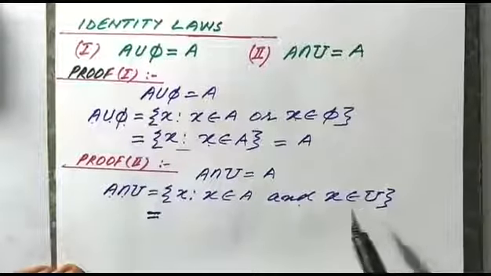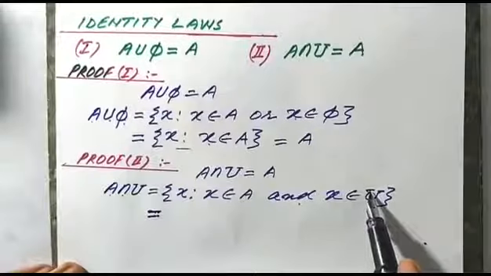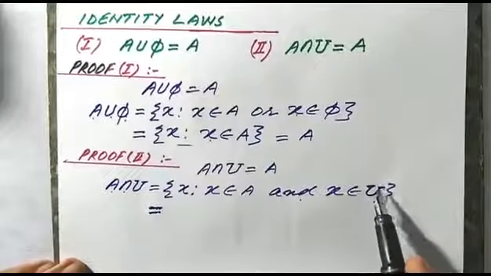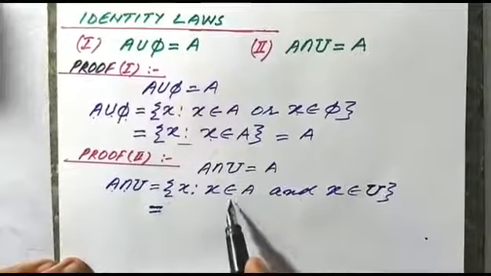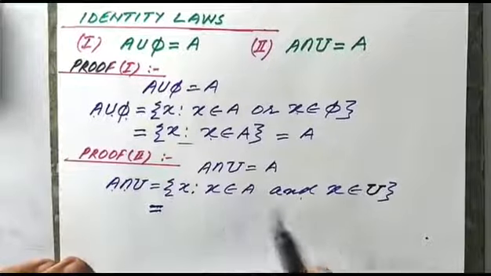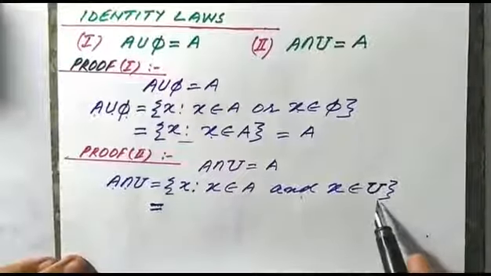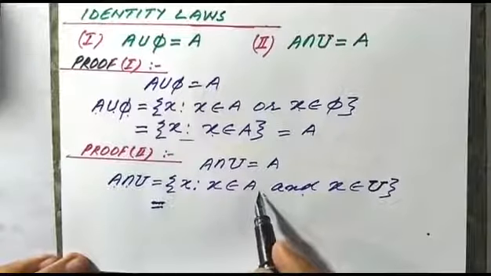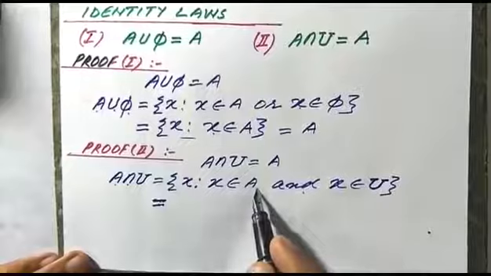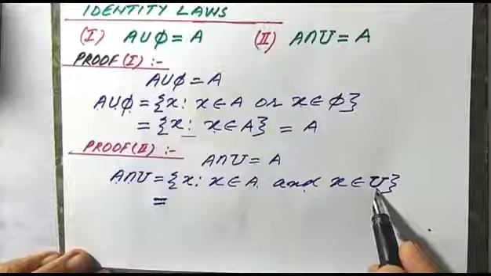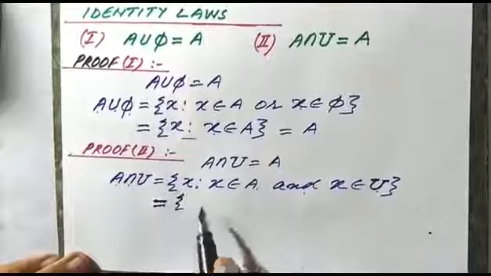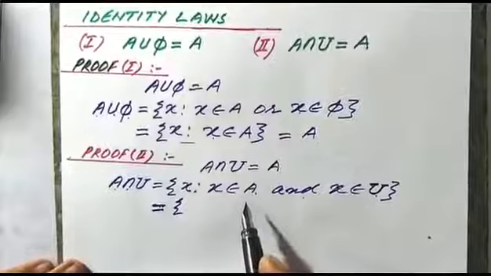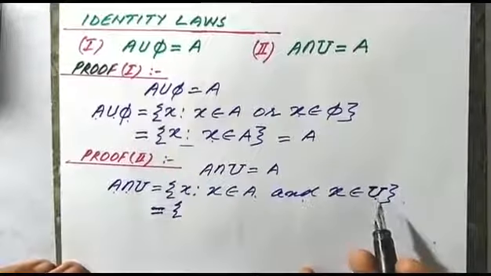And since the universal set must have all the elements of A, and there may be some other elements which are not in A, if an element belongs to both of these two sets, that is, belongs to A and belongs to the universal set, that must belong to A, because A as a whole is contained by the universal set.